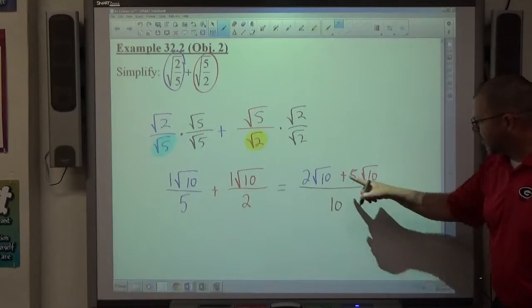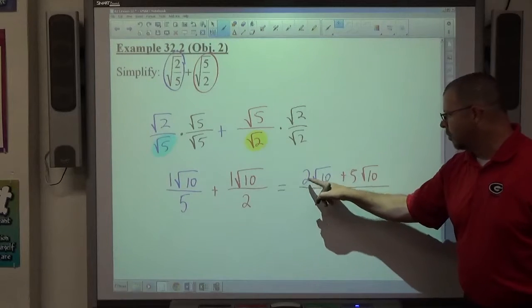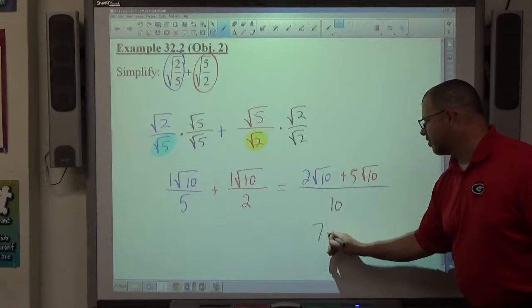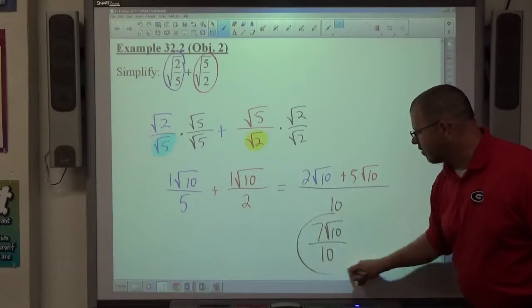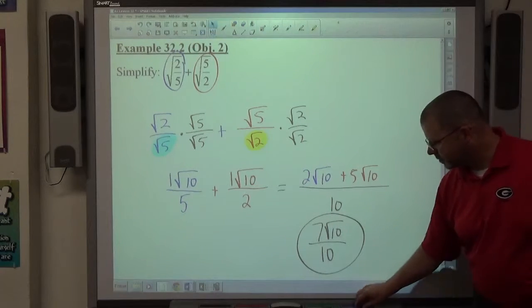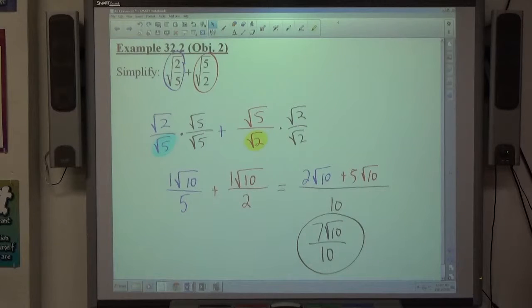So to get the final answer here, I just have to add the top numbers. 2 square root of 10 plus 5 square root of 10 makes 7 square root of 10 on top. We get a 10 on the bottom, and that's our final answer. All right, once again, that is the final answer.